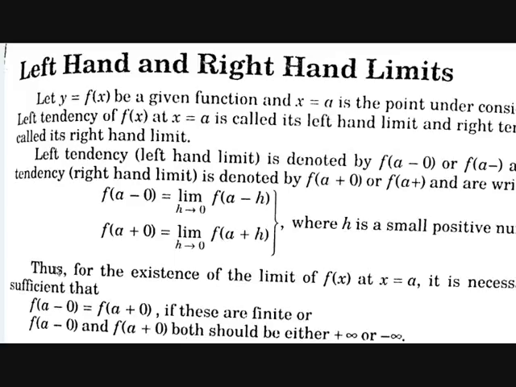Okay, now for existence of a limit, to find whether it exists or not, it is necessary that f of a minus 0 is equal to f of a plus 0 if these are finite. Means if these two are finite, then they should be equal. Or f of a minus 0 and f of a plus 0 both should be either plus infinity or minus infinity. Then the left hand and right hand limits exist.